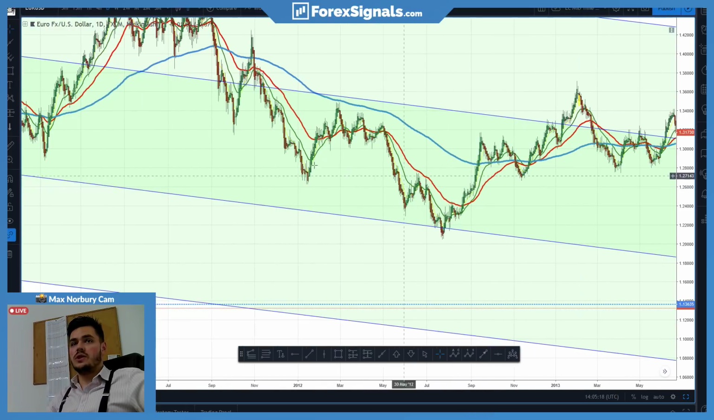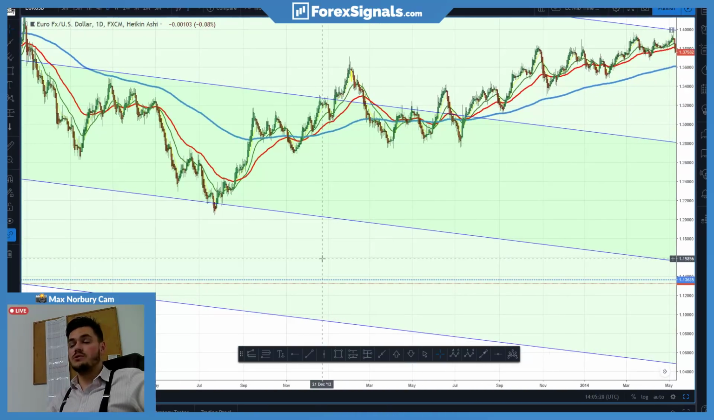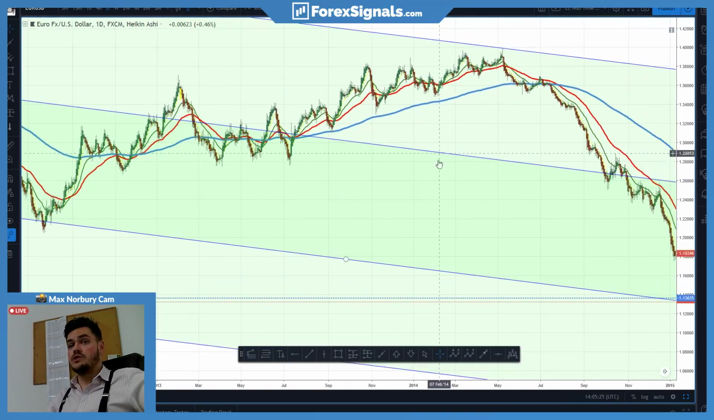So this median zone alone, guys, probably equates to about 20,000 plus pips down the whole trend just by using this median zone and the tripwires, of course.